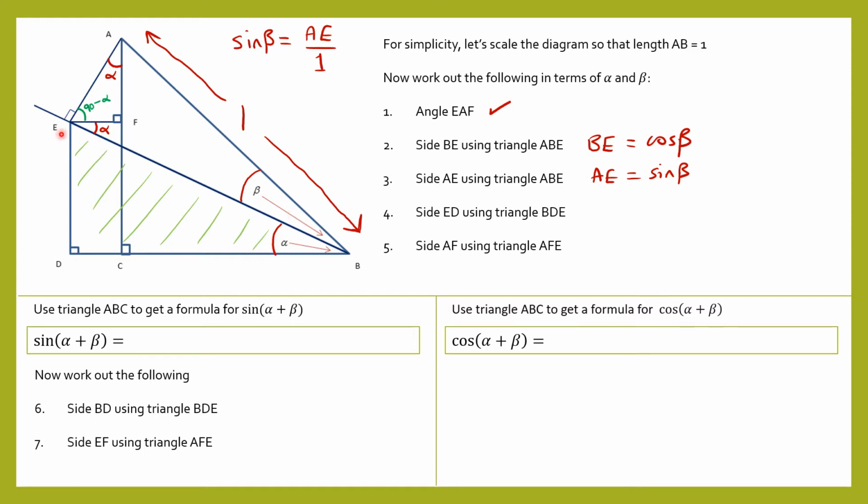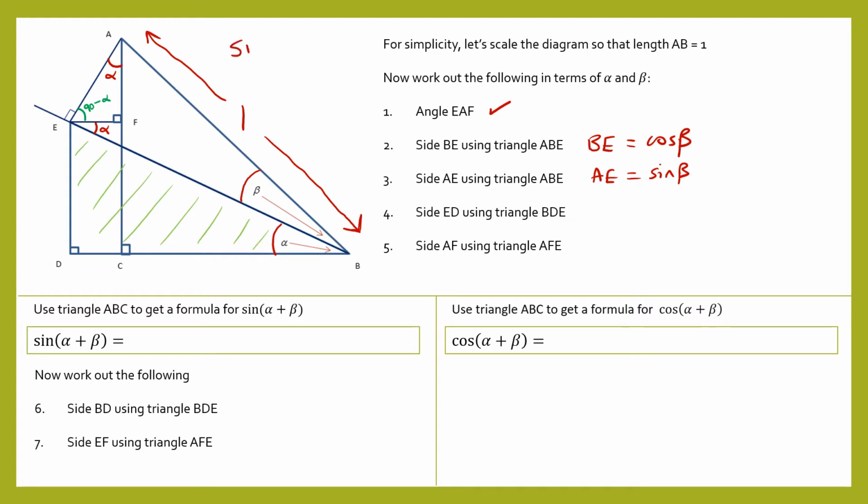So alpha, we're trying to work out the opposite. I don't know the adjacent, but I do know the hypotenuse. The hypotenuse is EB or BE. Doesn't matter which way around you put the letters. We've already got that. So it's opposite and hypotenuse, so we're going to use sine. So if you hadn't noticed that, pause the video and now work out length ED using sine of the angle.